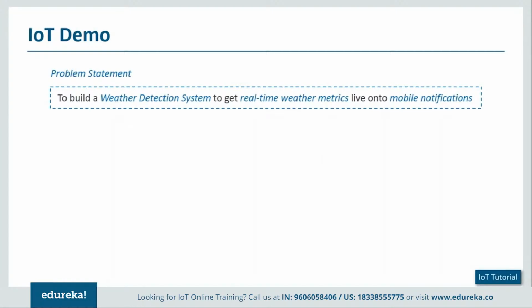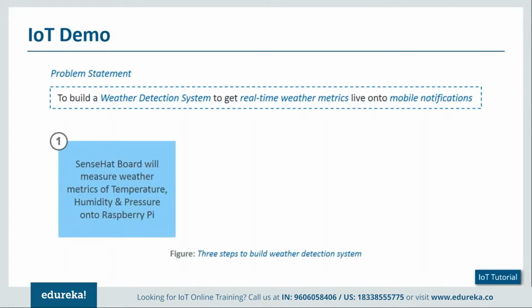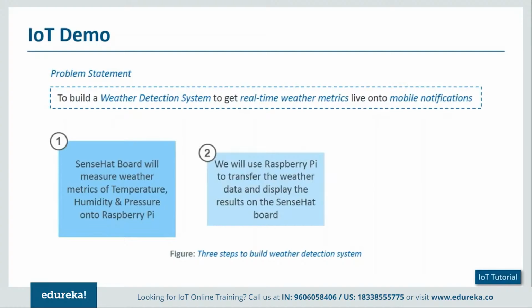Now that we've installed Raspbian on Raspberry Pi, it's time we begin with the demo for this session. What we're trying to do is build a weather detection system to get real-time weather analysis, which basically means the pressure, temperature, and humidity. We want to get a live mobile notification for this. For that, we'll first be using the Sense HAT board, which will help us measure metrics like temperature, humidity, and pressure on a Raspberry Pi.